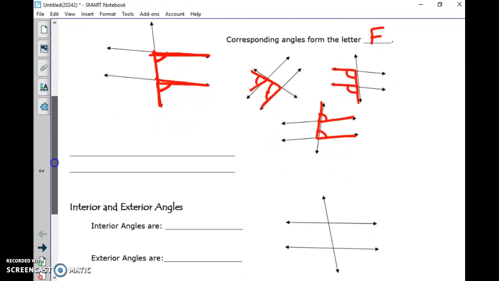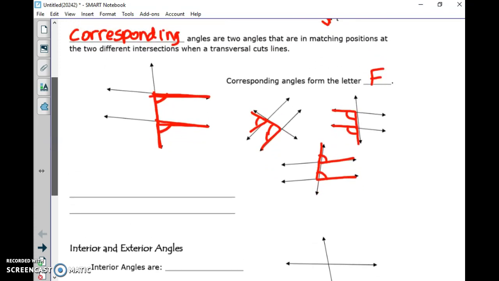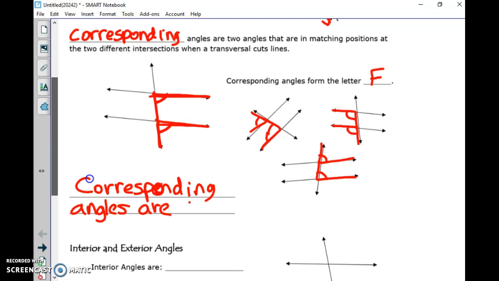So it's important that we know something specific about corresponding angles. In these little lines over here, we're going to write down: corresponding angles are congruent. Okay, so it's very important that we know if they are corresponding, if they're in the same position, then we know that they are congruent. Okay?